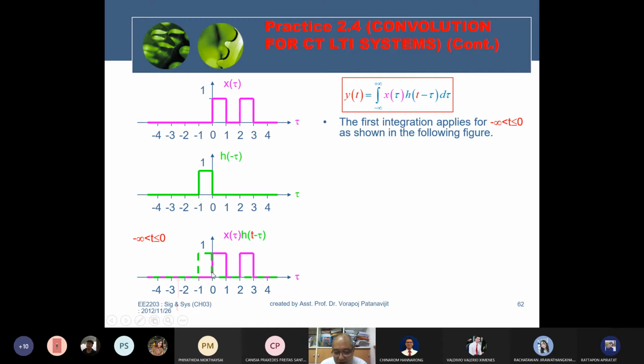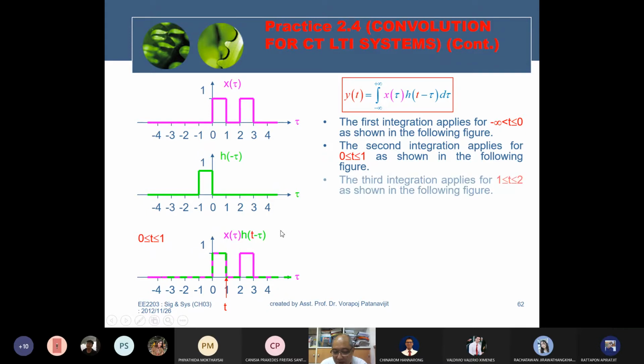Between 0 and 1, the green one starts to intersect the first rectangle, until it fully intersects. The third case is when the intersection starts to depart. In this case, t is between 1 and 2.